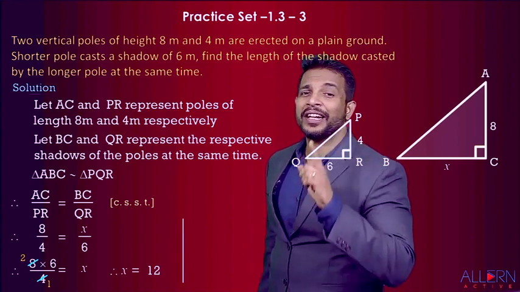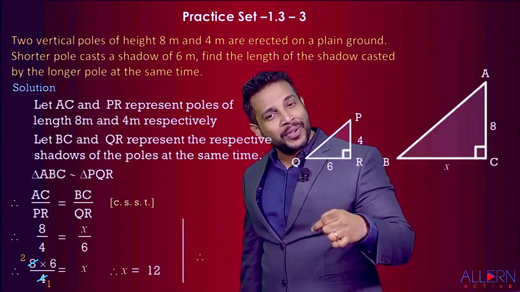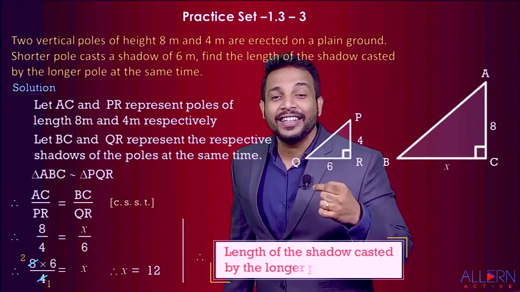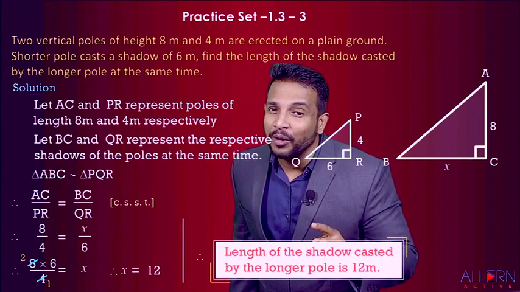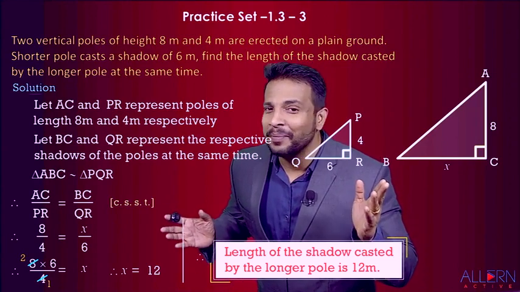So that means we can write the final answer there. Length of the shadow casted by the longer pole, they said. So now we write that as the final answer, that the length of the shadow casted by the longer pole is 12 meter. Wasn't that easy? A beautiful sum, right? But a very easy one.